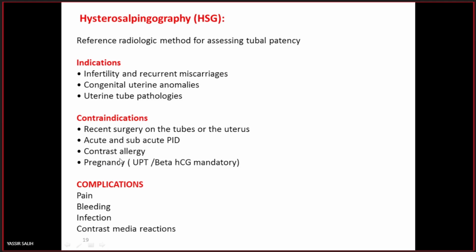The last one is very important: pregnancy. If pregnancy is suspected, this is absolutely contraindicated. Therefore, we always perform this technique in the first 10 days from the first day of the menstrual cycle to avoid the chance of pregnancy. But if there is any chance of pregnancy, you have to be sure. You can do ultrasound, a urine pregnancy test, or beta HCG, so you have to be sure that there is no pregnancy.